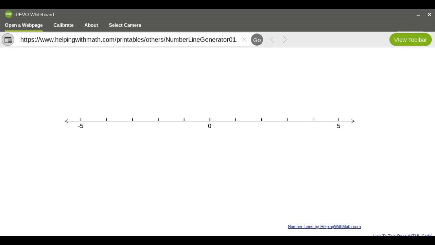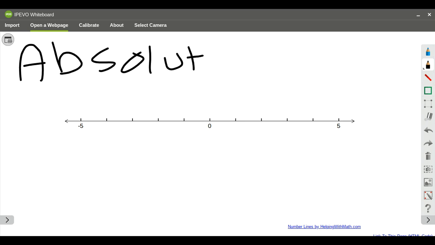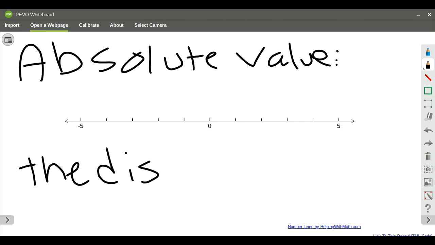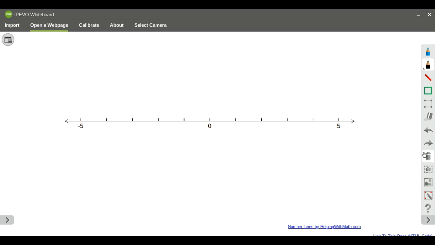So, when we talk about absolute value, we're talking about a number's distance from zero. And whenever we talk about distance, distance is always going to be a positive number. So, absolute values are always going to be positive. An absolute value is the distance of a number from zero. And again, distance is always a positive number, so absolute values are always positive.